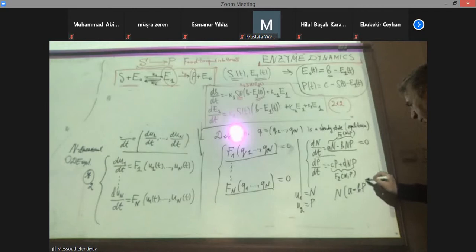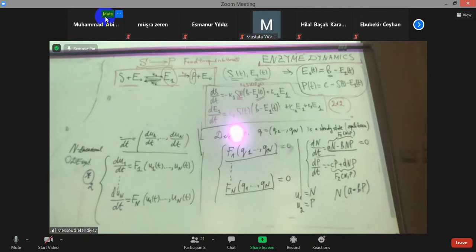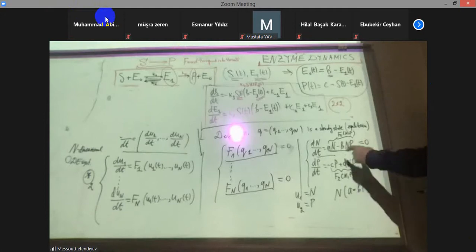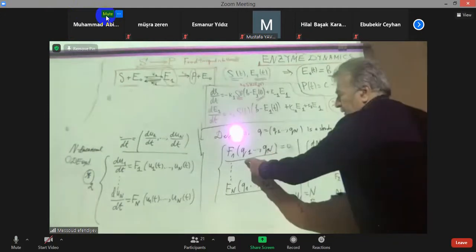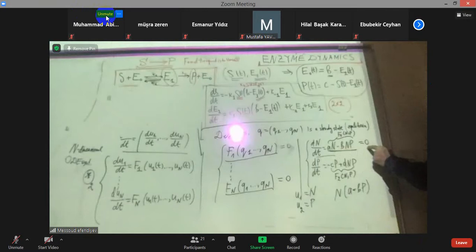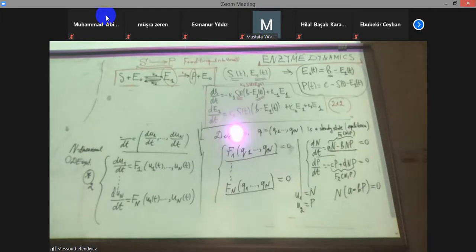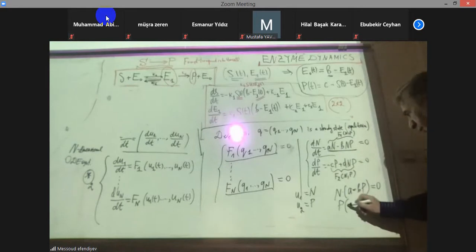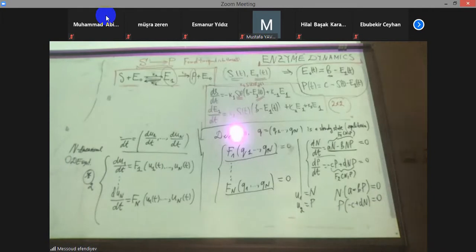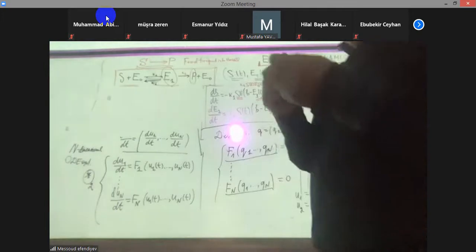Do you see the blackboard? Yes. Now I have to write the right hand side, because I would like to find the equilibrium. That means on the right hand side I have to put zero. If I put the first equation right hand side to zero and take N outside of the bracket, then I obtain N times (a minus bP) equal to zero. Here I can put P times (minus c plus dN) equal to zero. So the system could have several equilibria.